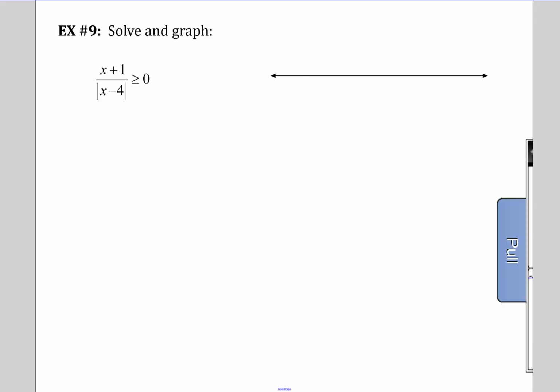Here's one that has absolute value and it's rational. So we know that we can't have -1 and we can't have 4. And I'm testing values like -2, 0, and 5, substituting in here, and we get a negative y value in this interval. We get a positive y value in this interval, and a positive y value there. So this section is false, this section is true, and this section is true, and it's equal to.